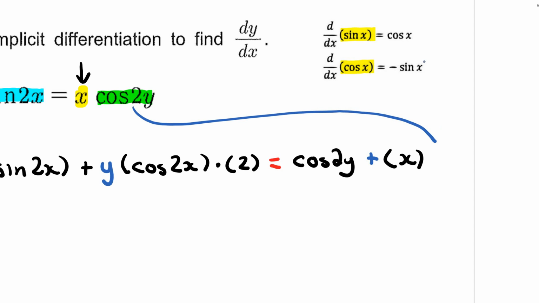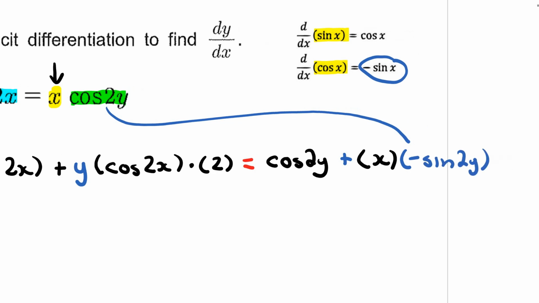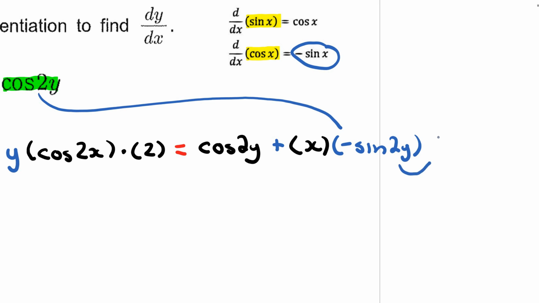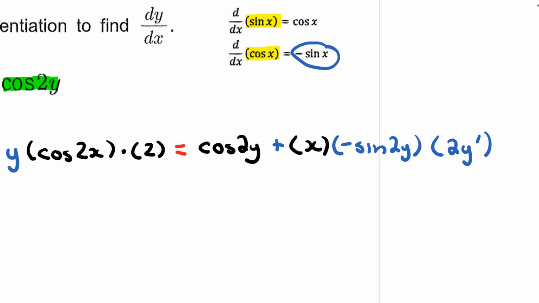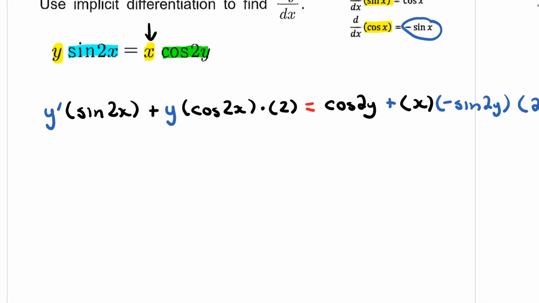The derivative of cos is negative sine, so let's put this in a bracket here: negative sine 2y. Then the chain rule states that I need to take the derivative of 2y, which is just 2y prime, and I close the bracket there. Okay, so there's my derivative expression.